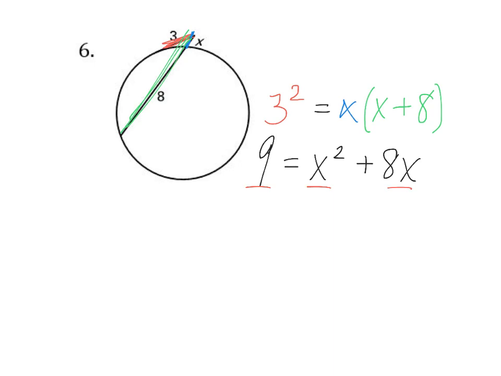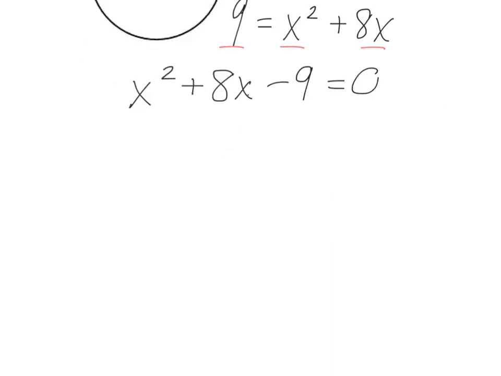I'm going to have to try to factor. So first thing I'm going to do is get it into standard form. I'm going to move that 9 to the other side. So we have negative 9 equal to 0. So now I'm looking for factors of negative 9 that are going to add to positive 8. So I should be able to factor this one.